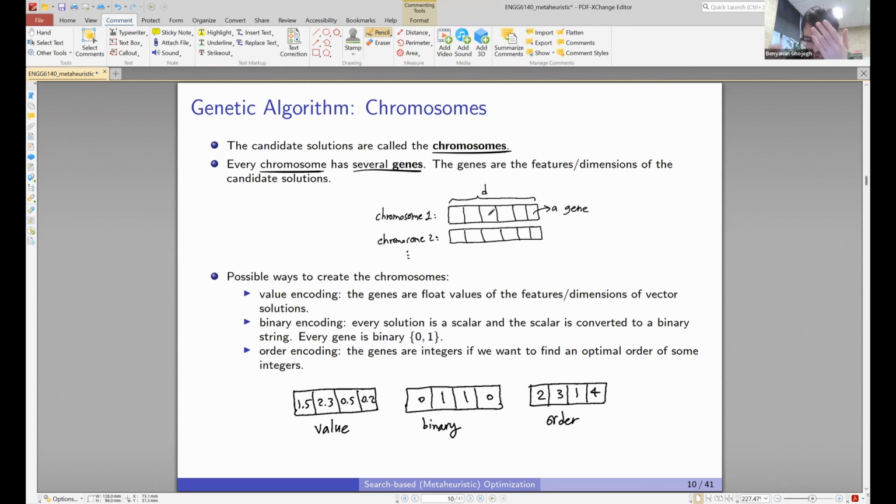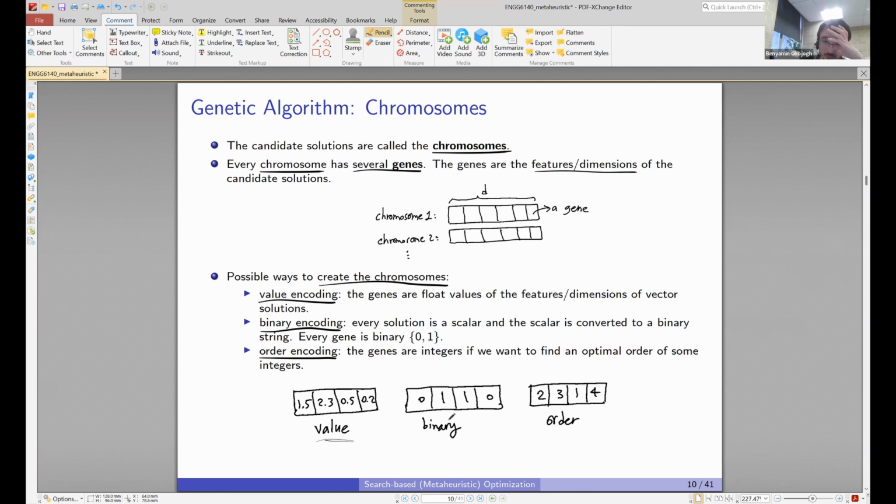Here we say that every chromosome has several genes, and the genes are the features or dimensions of the candidate solutions, like this: chromosome 1, chromosome 2, until chromosome N. Maybe we have d-dimensional vectors, and each dimension is a gene. There are several possible ways to create chromosomes. One of them is value encoding, one is binary encoding, and one is order encoding. What do we mean by value encoding? I mean that the chromosome is a vector, and each dimension is a gene, which might be a float value. So this is value encoding.